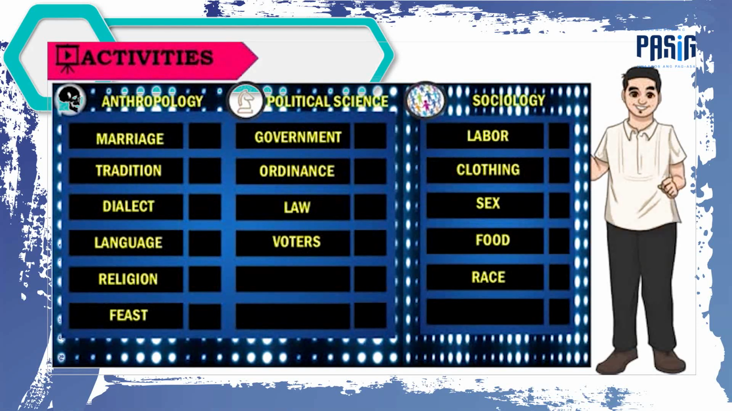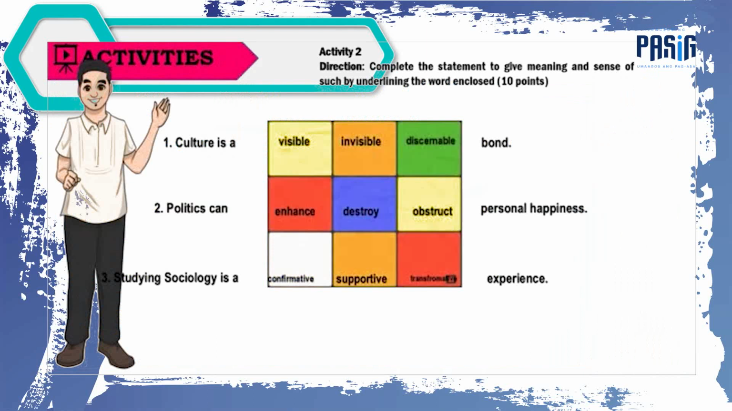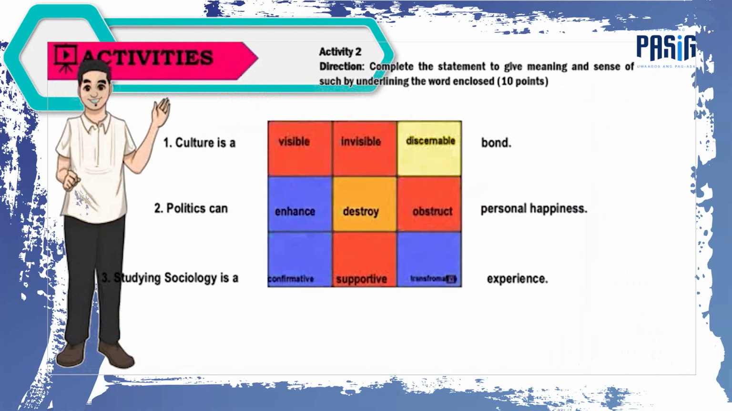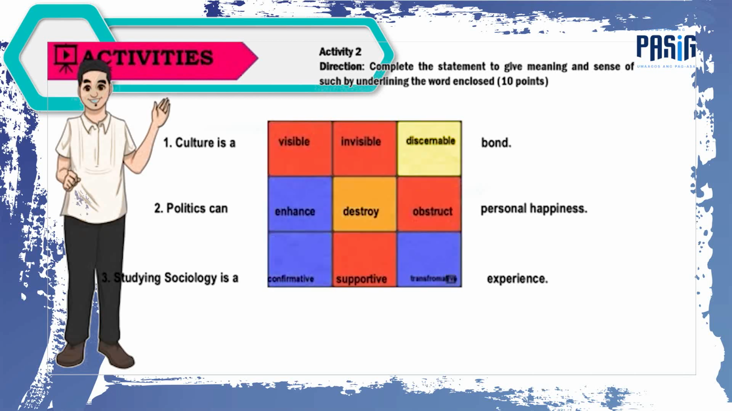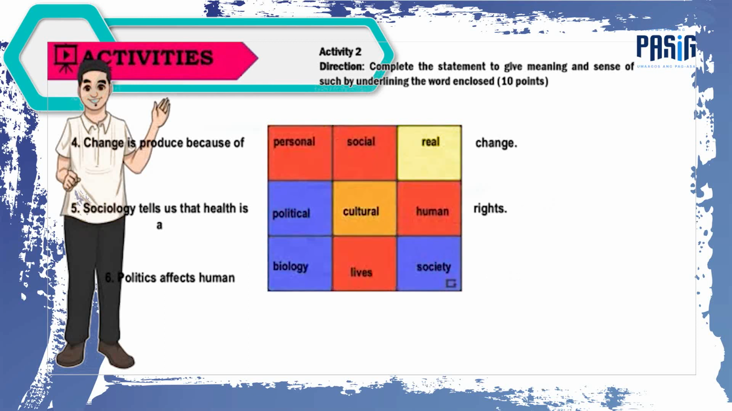Let us have another activity. Complete the statement to give meaning and sense by underlining the word enclosed. Number 1. Culture is a blank bond. Number 2. Politics can be blank personal happiness. Number 3. Studying sociology is a blank experience. Number 4. Change is produced because of blank change.